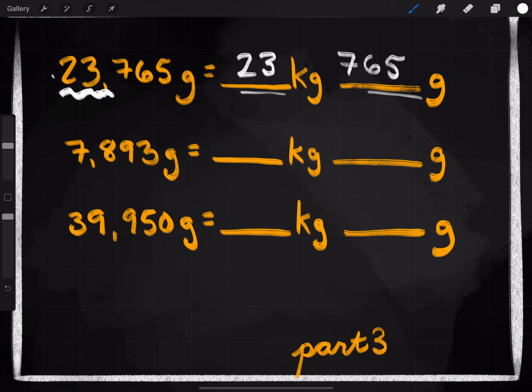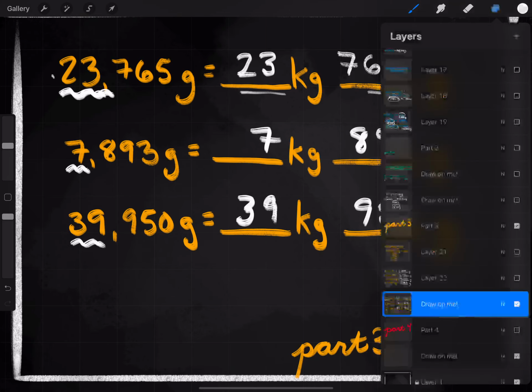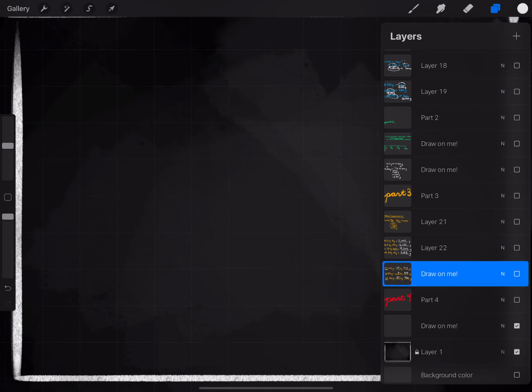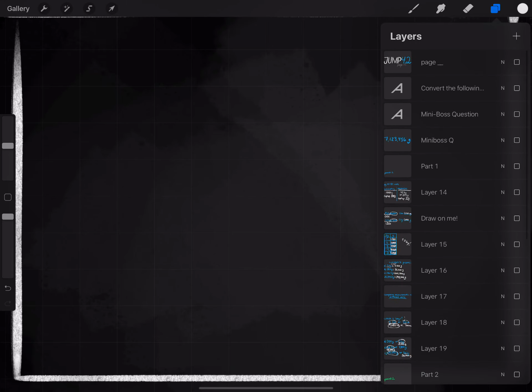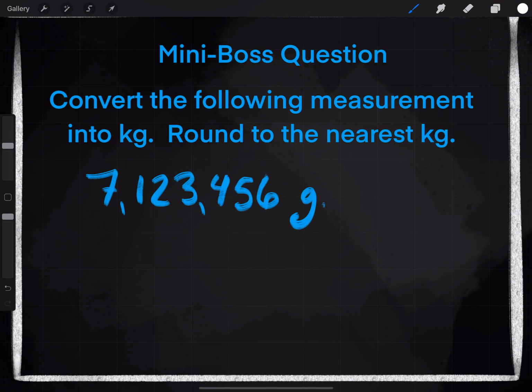Okay, so this one, the thousands are 7, and then our leftover grams are 893. And for this last one, we have 39,000, so we'll put that in kilograms, and then 950 leftover grams. That is the last part. We can go back to the boss question if you haven't tried it yet. Give it a try and put your answer on the math document.